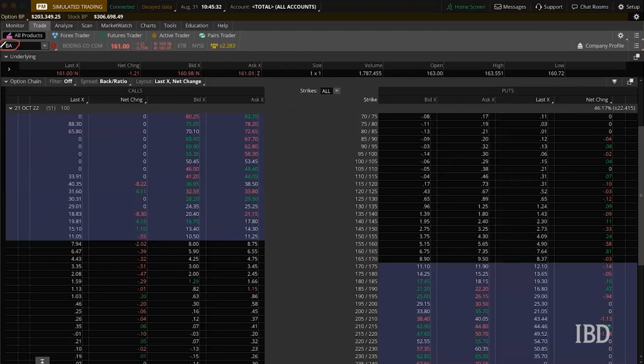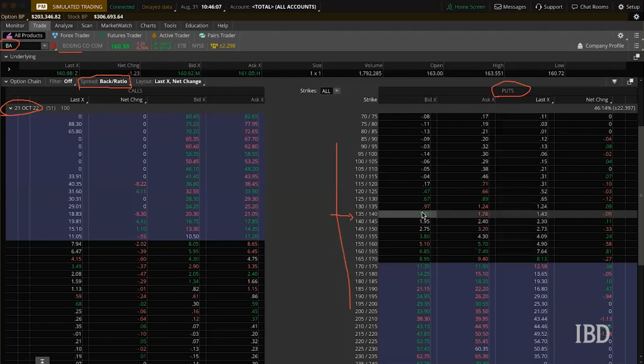So using BA as the ticker symbol for this trade, looking at Boeing, make sure that you're in the October 21st expiration date. Also, if you're on Thinkorswim, you want to select back ratio as your spread type here. And then looking down at our list of strike prices, we're looking for the 130, 140 pair, but they don't have that here. So we will just select this one here and adjust down below. And this is the side of the screen for put options.